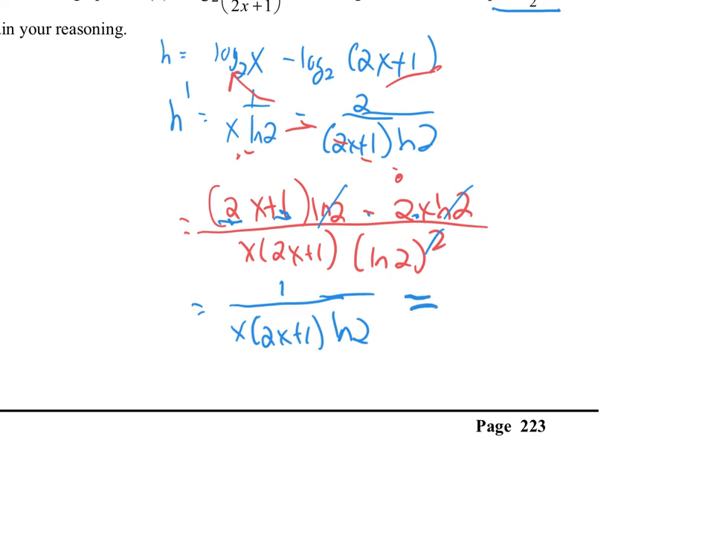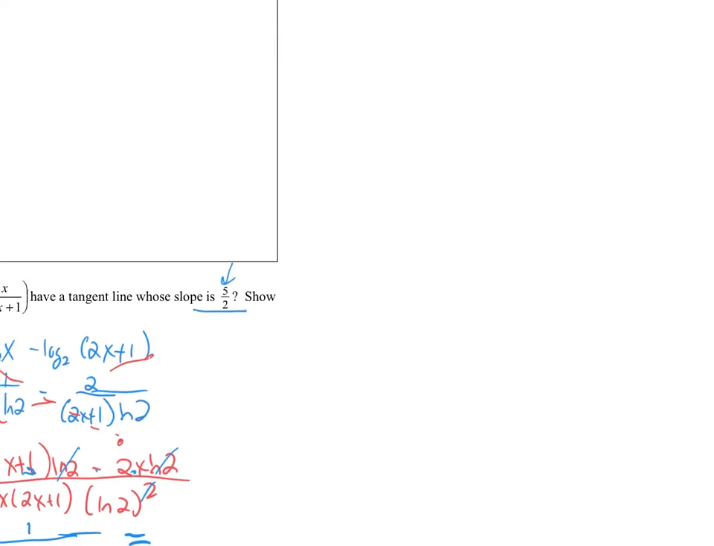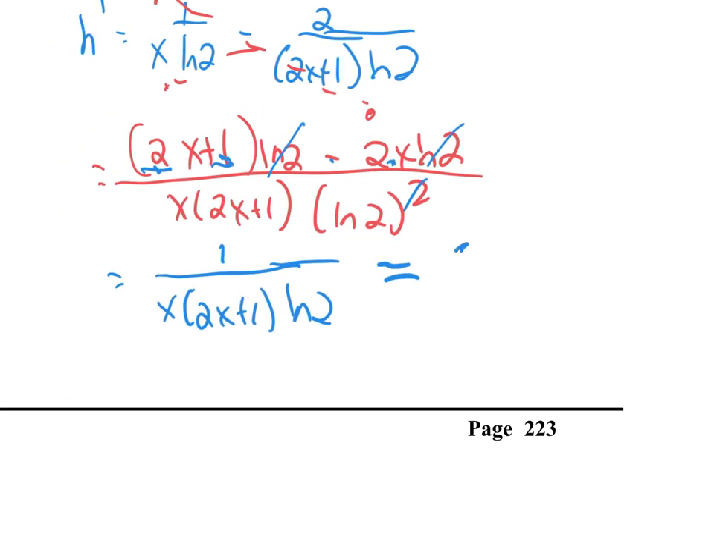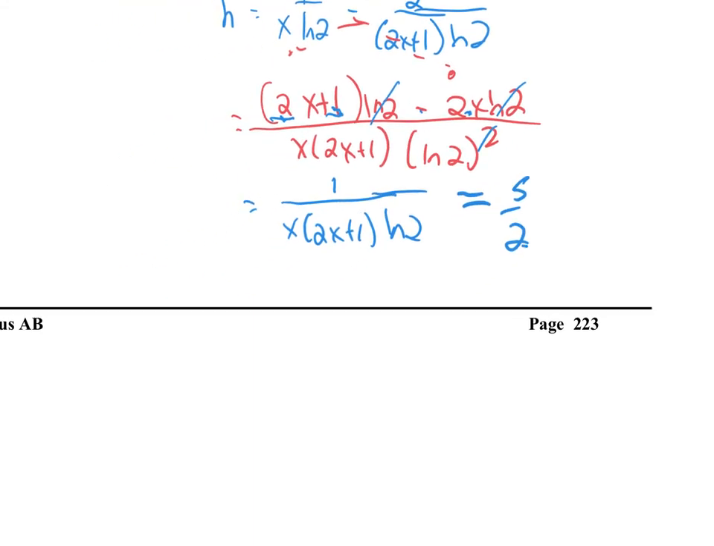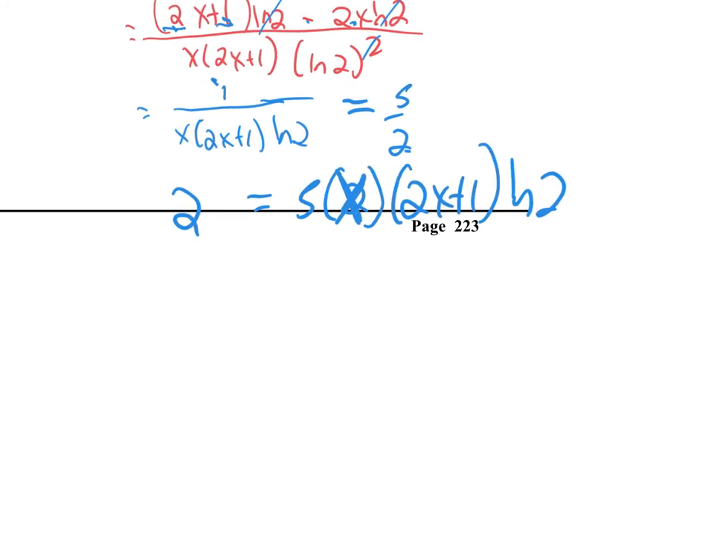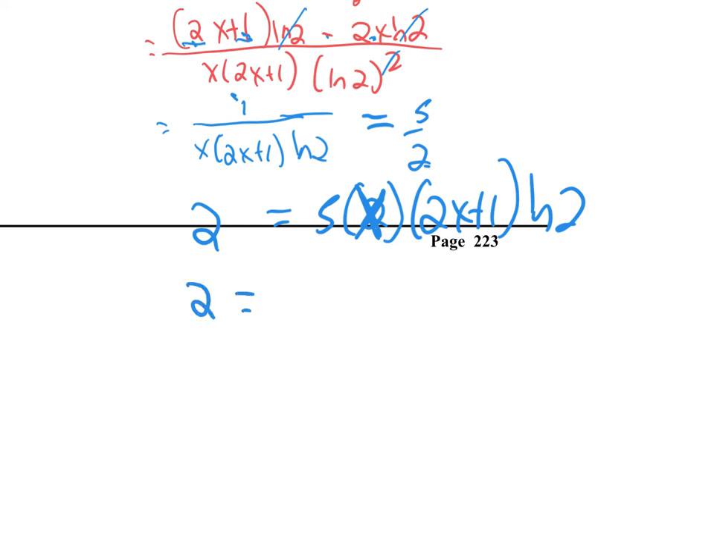He wants me to set that equal to 5/2. So 2 times 1, if I cross multiply, equals 5 times x times 2x plus 1 natural log of 2. So 2 equals 5 times x is 5x, times 2x is 10x squared plus 5x. I'm going to divide both sides by natural log of 2. And yikes. I don't think I want to finish it.